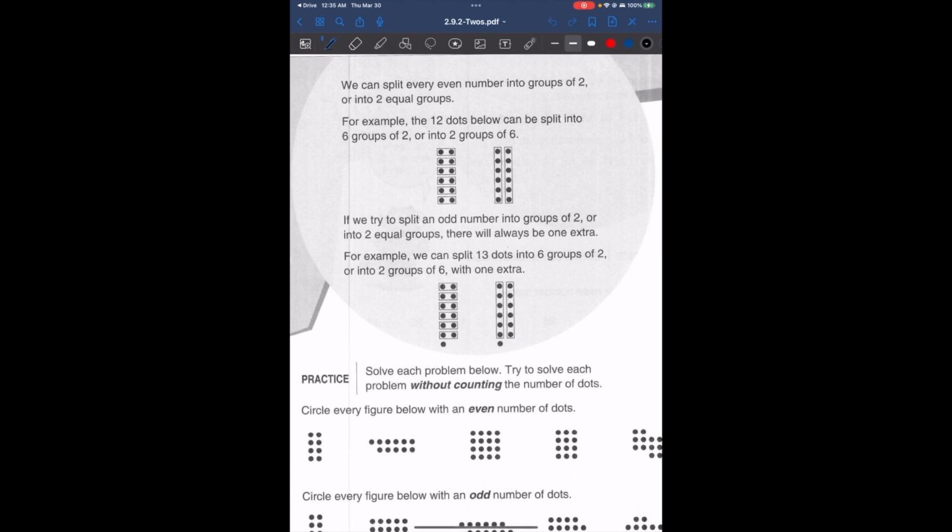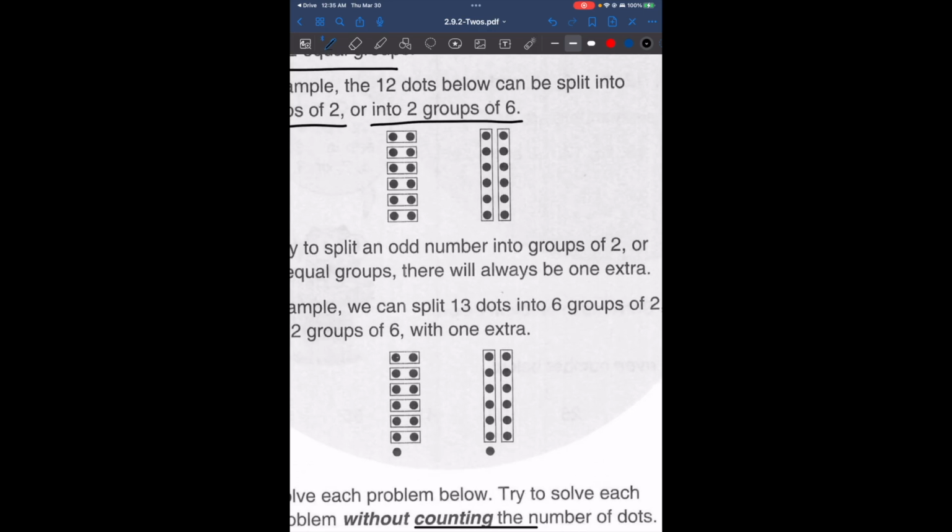So first of all, for twos, we can split every even number into groups of two, or into two equal groups. For example, we have 12 dots, and we know that 12 is an even number because, based on our previous video, numbers that end in 0, 2, 4, 6, or 8 are even numbers, right? And so 12 ends with a 2, so it's an even number. And it can be split into 6 groups of 2 or into 2 groups of 6. So 6 groups of 2, or we can split it up into 2 groups of 6 dots.